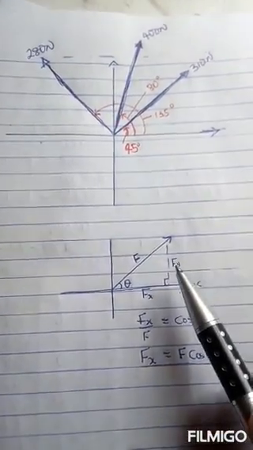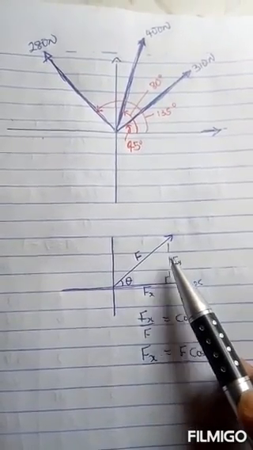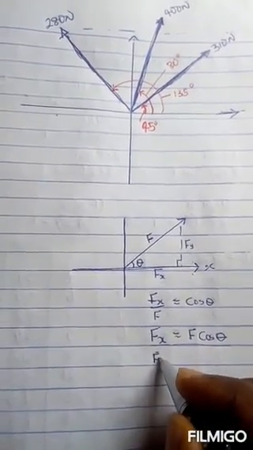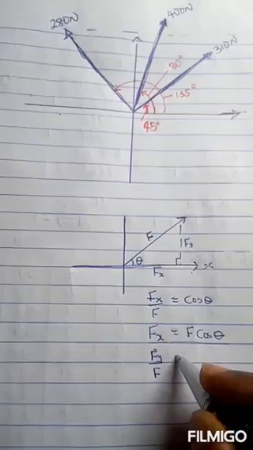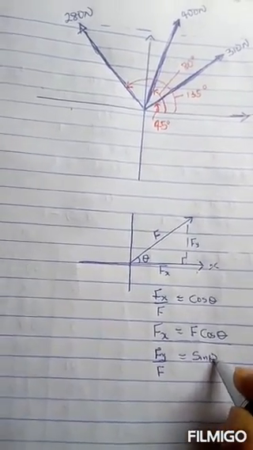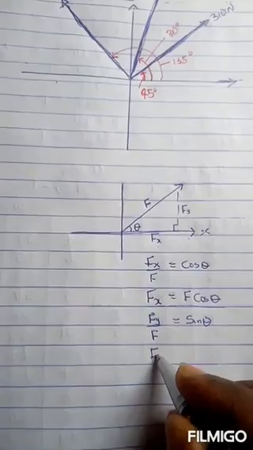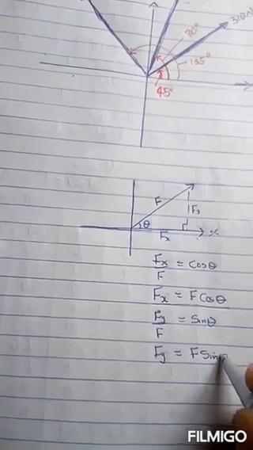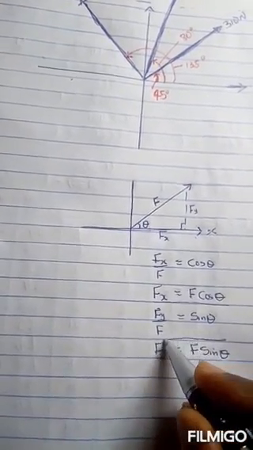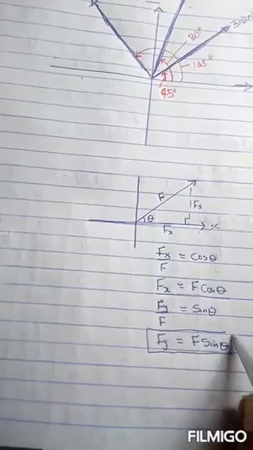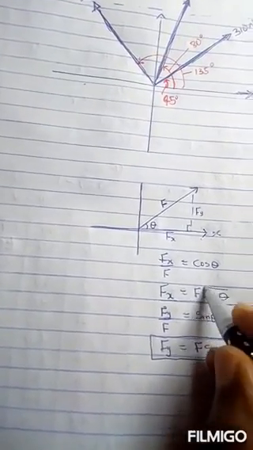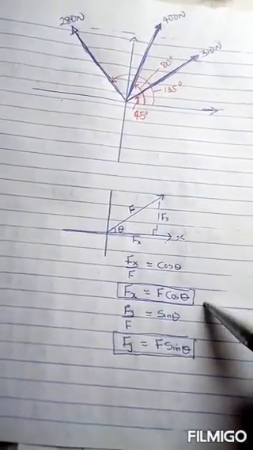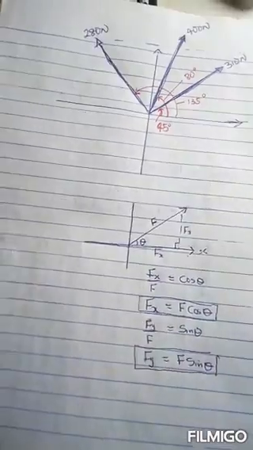So for the vertical component, here is the hypotenuse, and this is the opposite. Opposite over hypotenuse is sine. So your F_y over F is sine theta. That makes your vertical component F sine theta. Now this is your vertical component force. This is your horizontal component force.